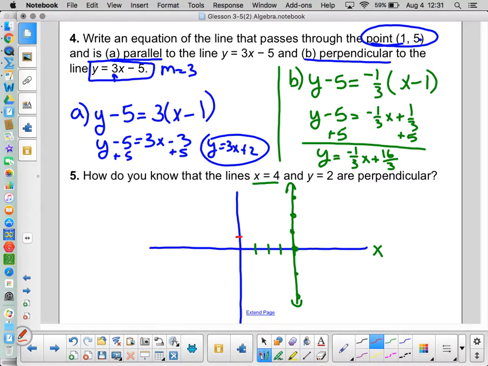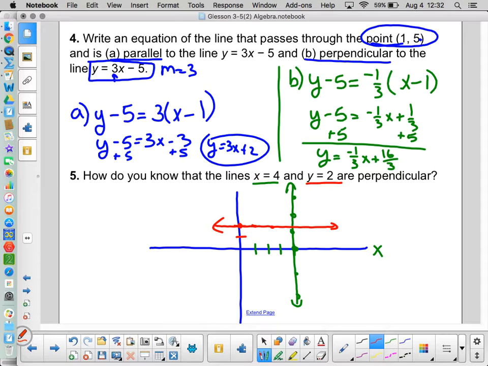Y equals 2, there's where y equals 2, and guess what? All the way across. So y equals 2 is a horizontal line, and vertical lines and horizontal lines are automatically perpendicular. That's part of our theorem. A vertical line is perpendicular to a horizontal line.